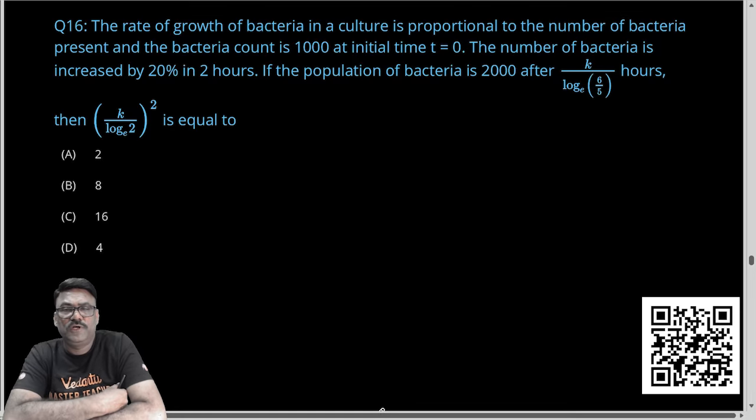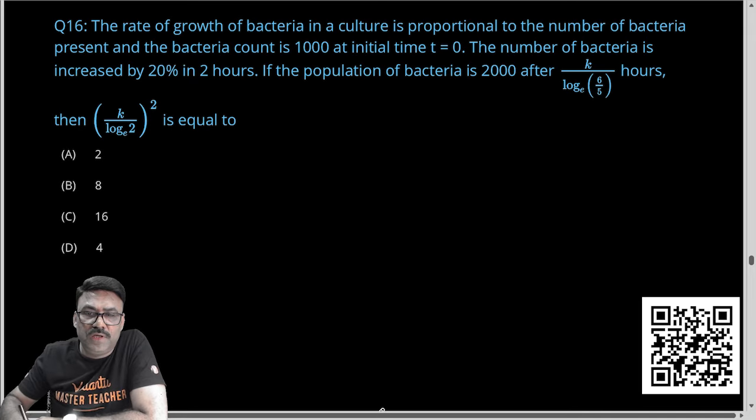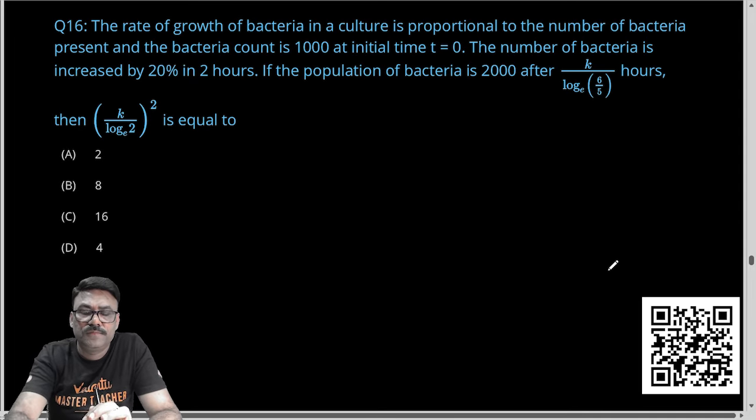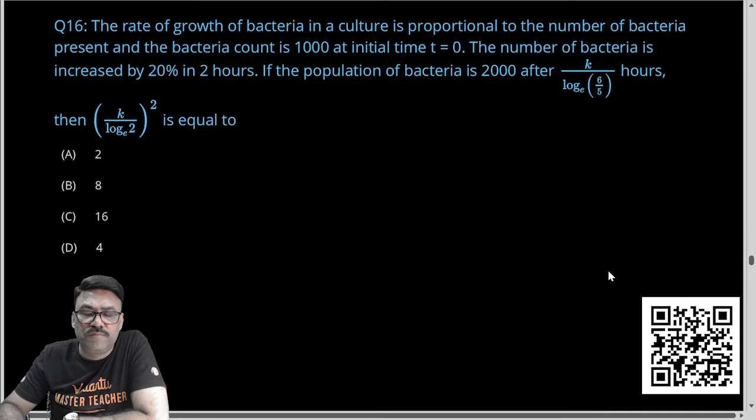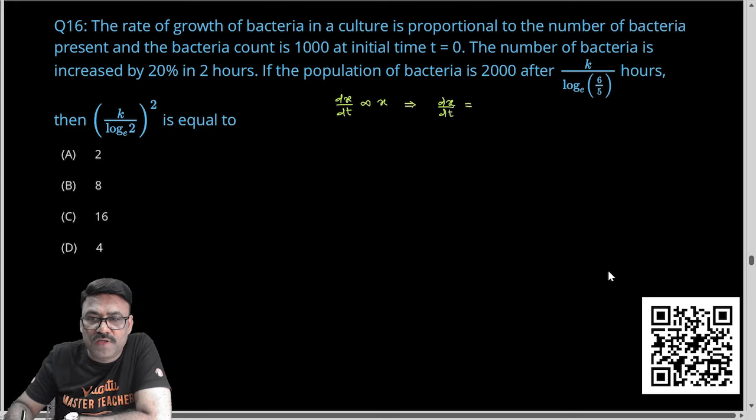So let's say at any point of time, x denotes the number of bacteria present, and t denotes the time. So they are saying that dx by dt is proportional to x. So you can say that dx by dt is kx, where k is any constant.